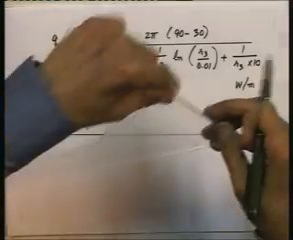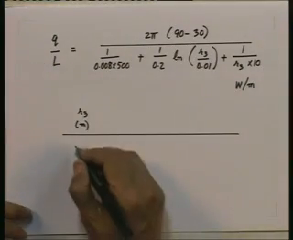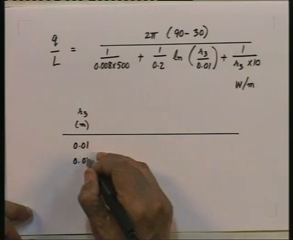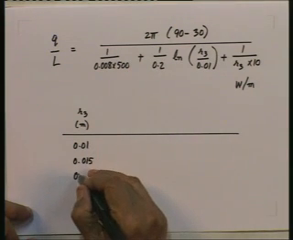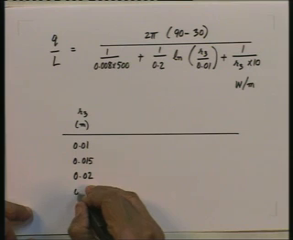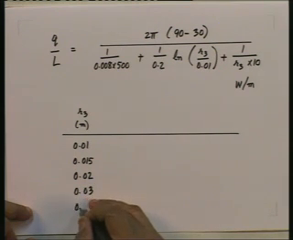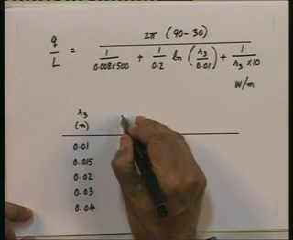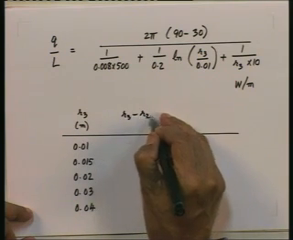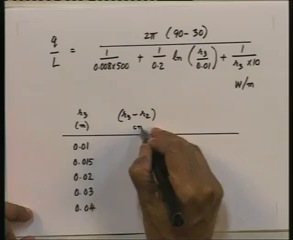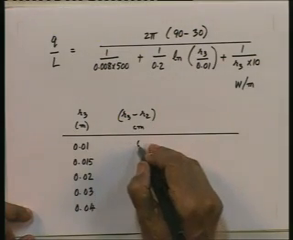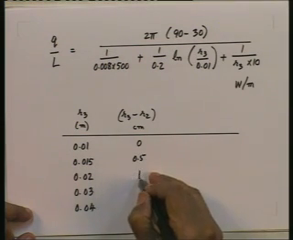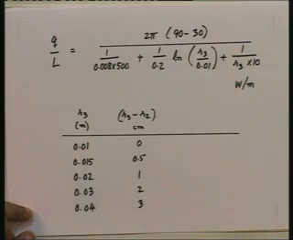For different values of R3: 0.01, 0.015, 0.02, 0.03, 0.04. And what will be the thickness of insulation? R3 minus R2, the thickness of insulation in centimeters, say. It comes out to be 0 here, because R3 is equal to R2, then 0.5 centimeters, then 1 centimeter, 2 centimeters, 3 centimeters.